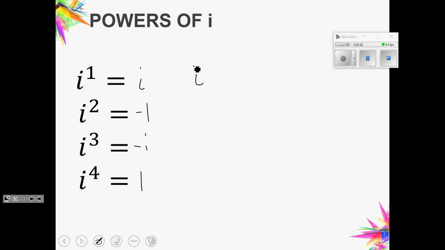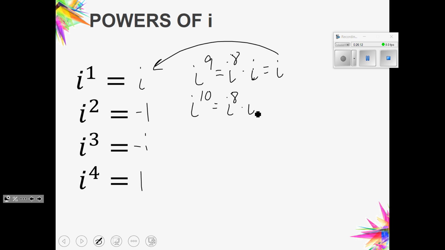If we did i to the 9th, what's the highest multiple? It's i to the 8th, and then you have 1 left over, so it's equal to i. Again, it repeats. For i to the 10th, the highest multiple of 4 would be i to the 8th, and there's 2 left over, i squared, so that's equal to negative 1. i to the 11th is going to be i to the 8th, and there's 3 left over to get to 11, so i cubed is equal to negative i. We know i to the 12th is a multiple of 4, so it's equal to 1.